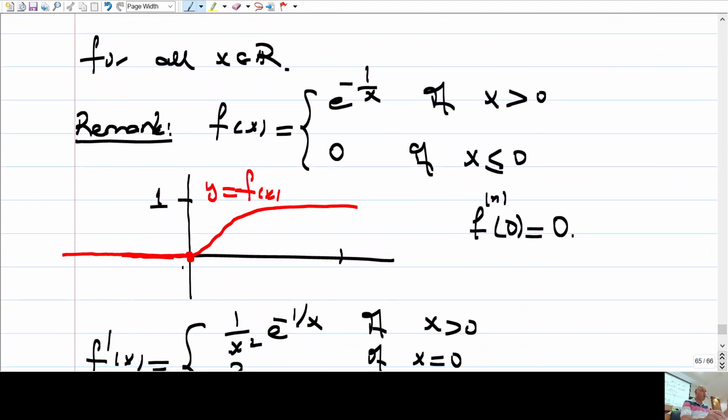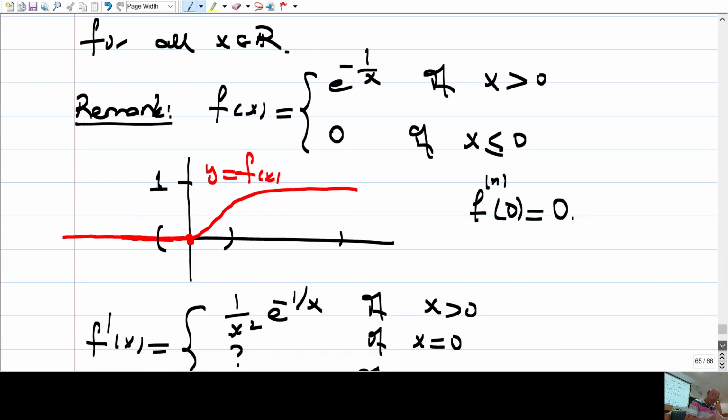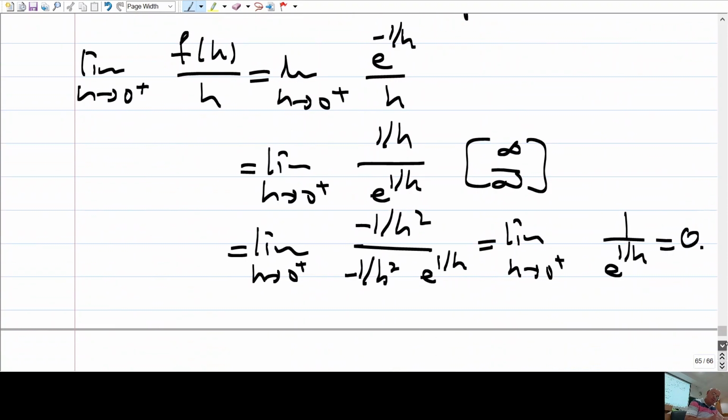It is 0 maybe for negative x values, but not 0 for positive x values. So there is no interval about 0 on which this function is equal to its Maclaurin series, because this function is positive for all positive x values. However, its Maclaurin series is identically 0. Okay? Therefore, this function cannot be analytic. Okay? So this means what?